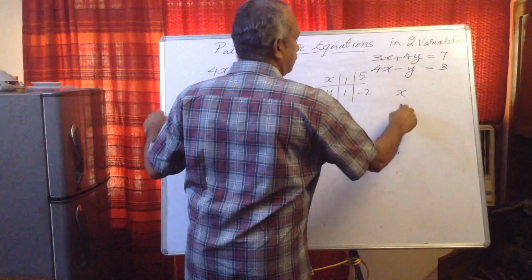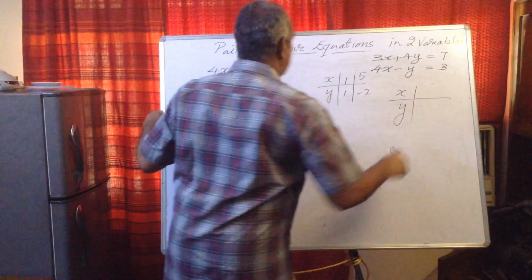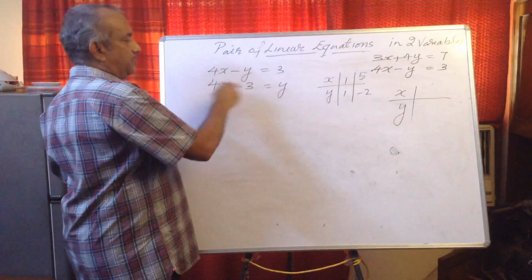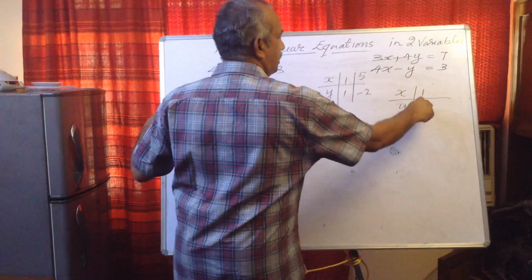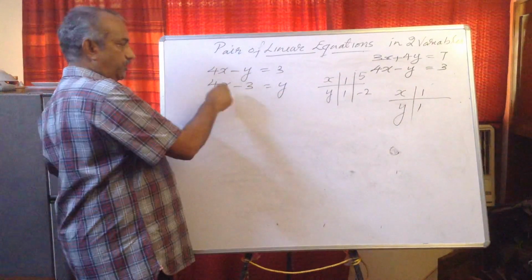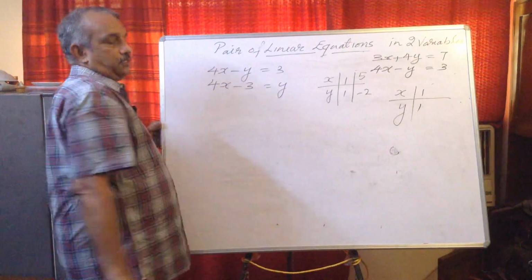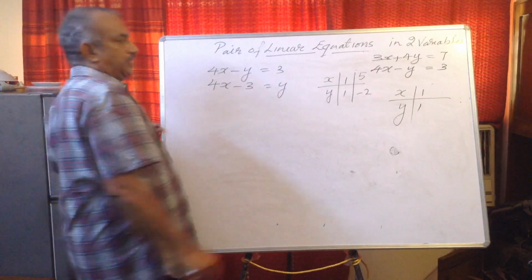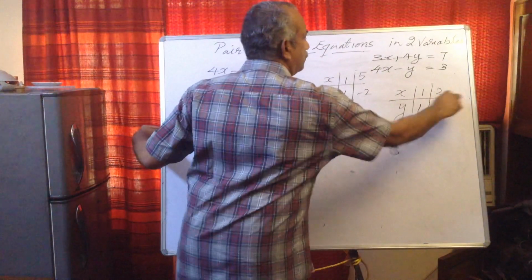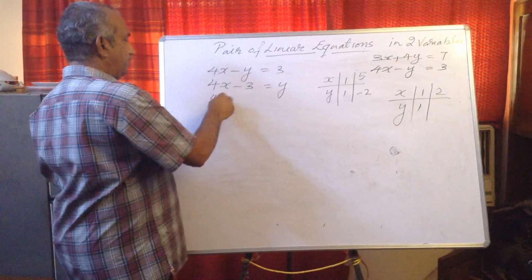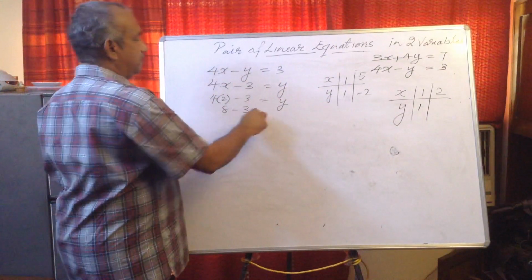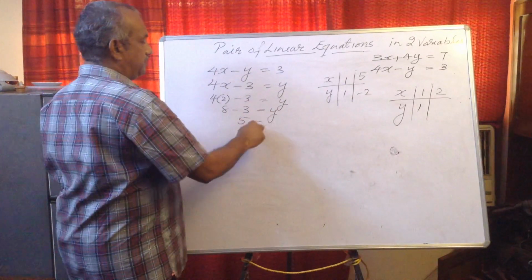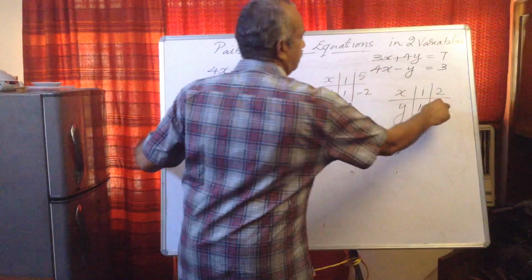Say x, y. I am putting x is equal to 1. Then 4 minus 3, 1. I am getting y also 1. Because 4 into 1, 4 minus 3, 1. Now suppose I am putting x is equal to 2. So 4 into 2 minus 3 is equal to y. 8 minus 3 is equal to y, or 5 is equal to y. So we will get 5.